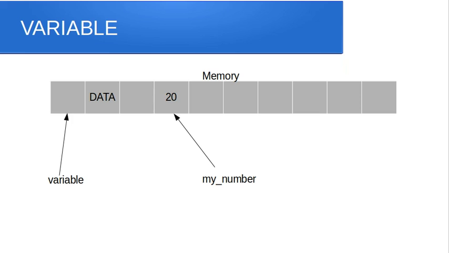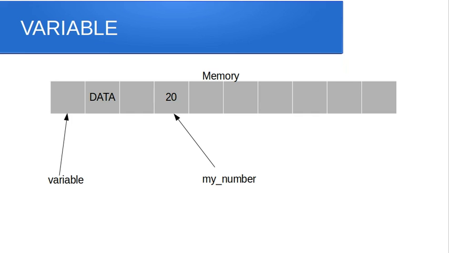Whenever we create a variable, the variable will point to a specific part of the computer's memory, and whenever we refer to that variable, the data within that specific part of the computer's memory will be used instead. For example, we have a variable called my number. It points to a specific part of the computer's memory that has a value of 20. So whenever we call my number in our code, what will be returned is the value 20.